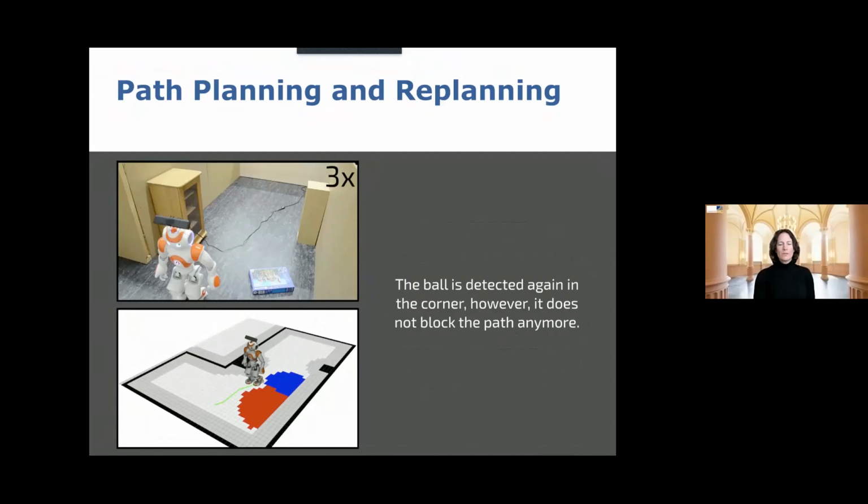Here it's still red because the ball has returned. The robot kicked it away, it returned, so it's still here in its field of view, somewhere down here, but it does not impede its way to the goal anymore, so the robot would be able to reach its goal location.